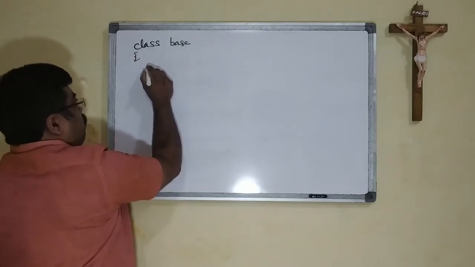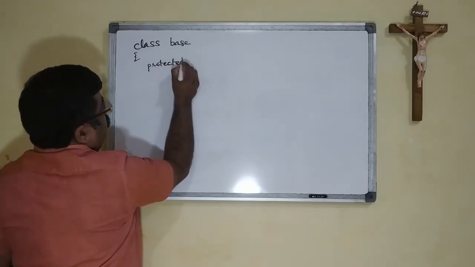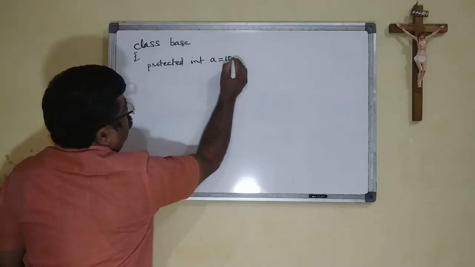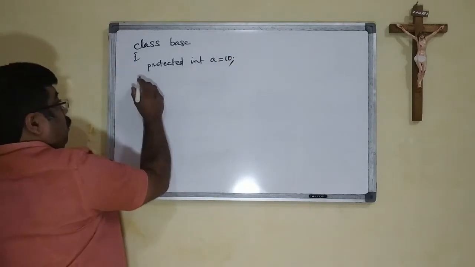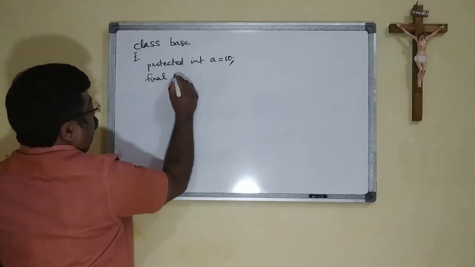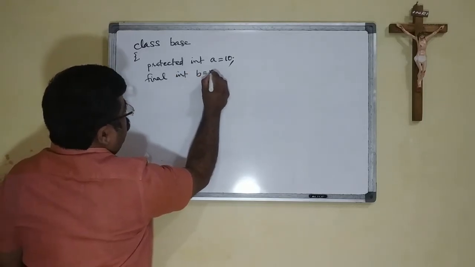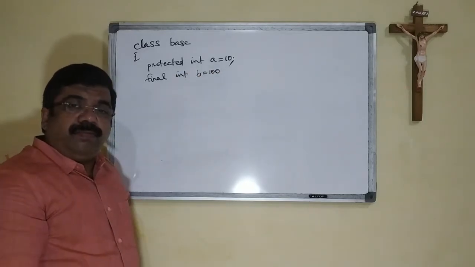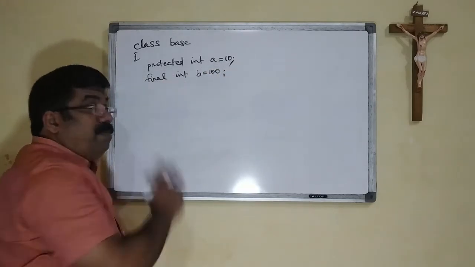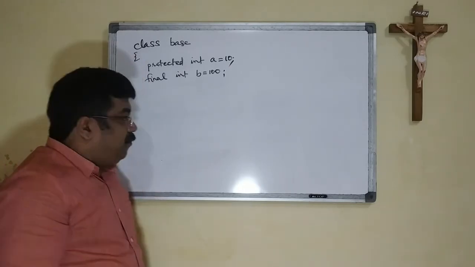We are declaring one protected variable, protected int a equal to 10, and final int b equal to 100. Okay, then what happened with the second variable? The second variable is becoming a constant.